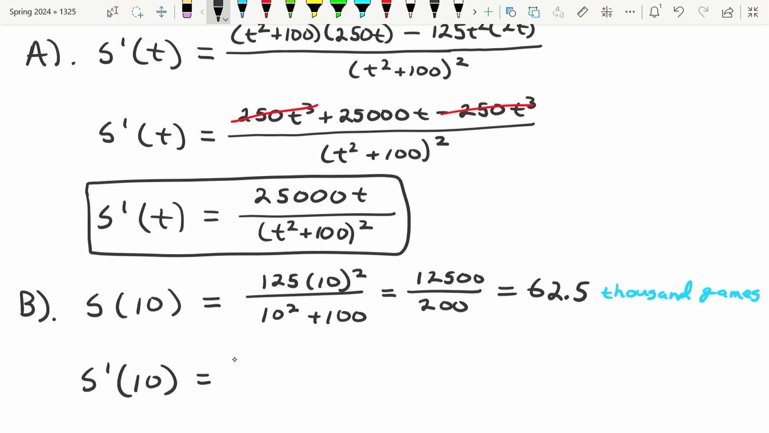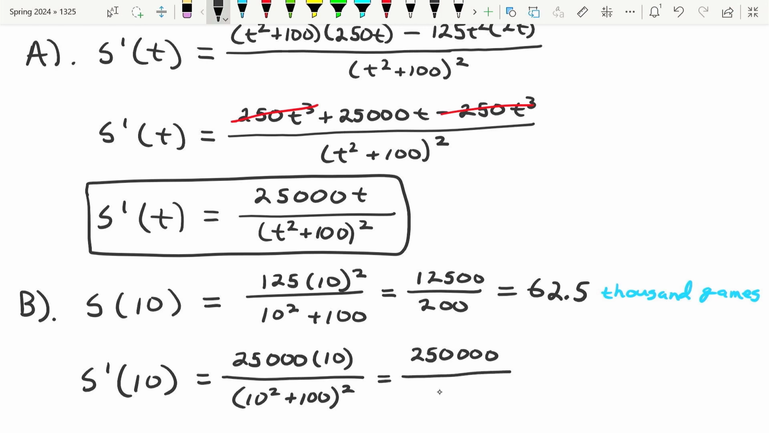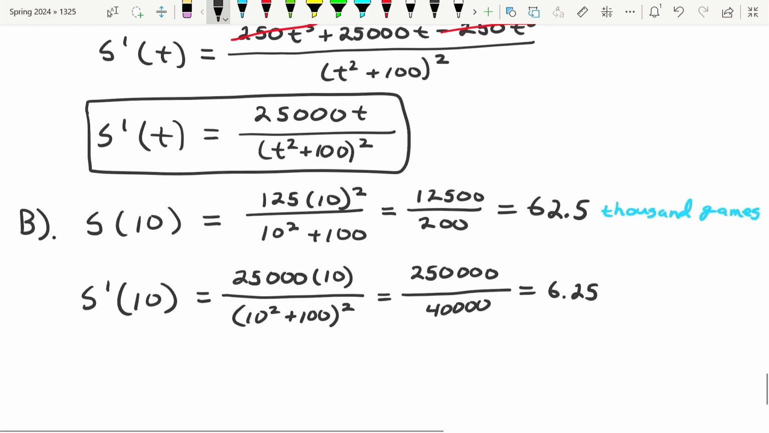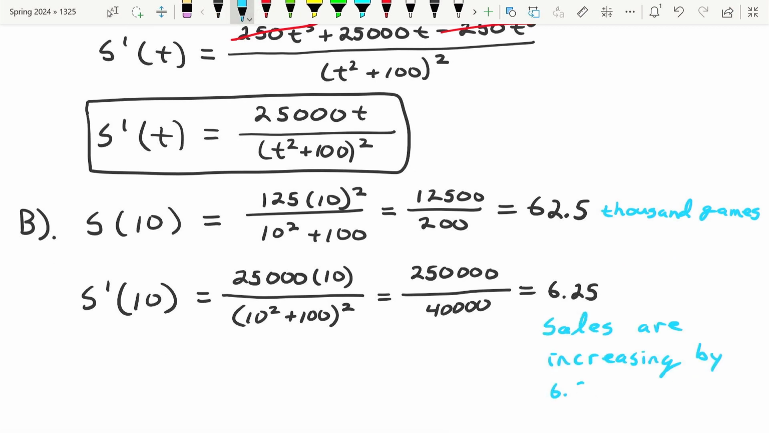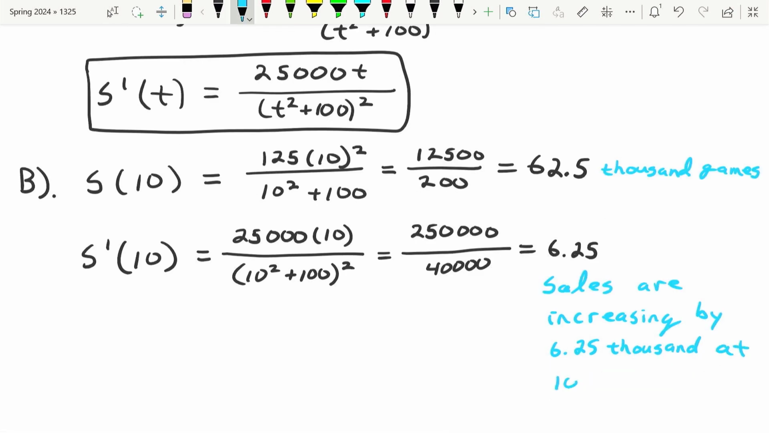Now if we do this for the derivative, we'll have 25,000 times 10 all over 10 squared plus 100 in parentheses, all squared. So that's going to equal 250,000 all over 40,000, which is equal to 6.25. Now, what does that tell us? It tells us that the sales are increasing by that much. So 6.25 thousand at 10 months after release.